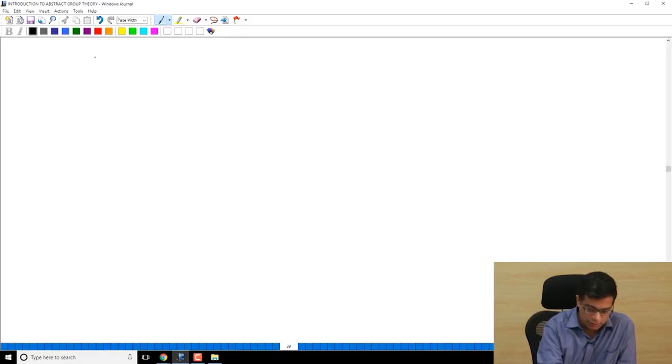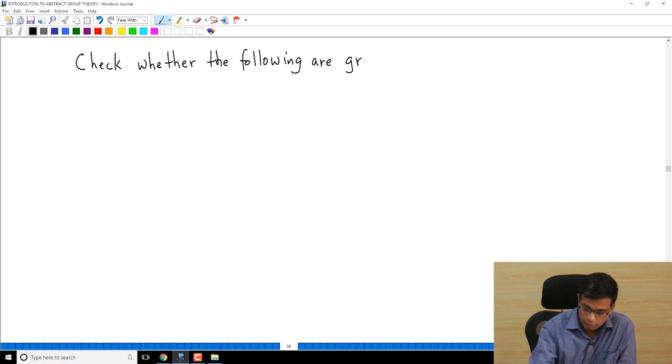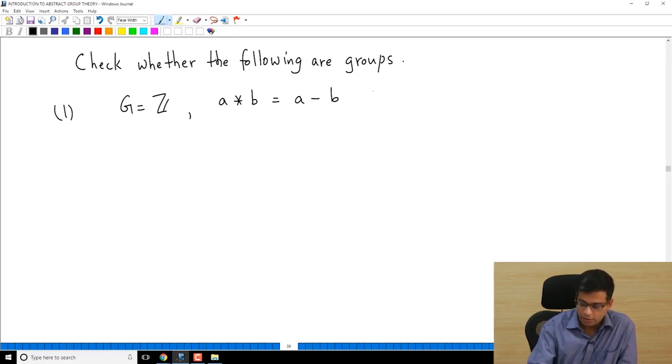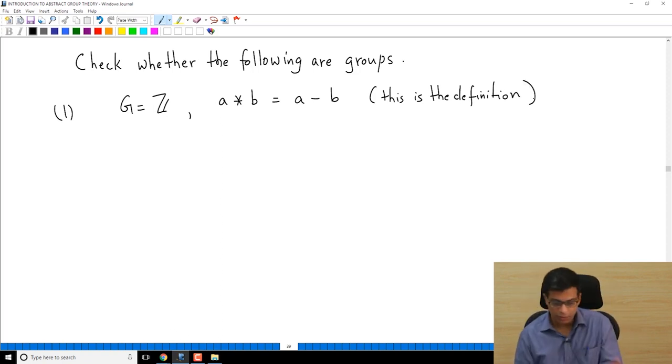So let's say I ask whether the following are groups. Okay, so first let's say the underlying set is Z. We have seen in the previous videos that Z is a group under addition, but here I am giving a different binary operation. Let's say I define, this is the definition, A star B to be A minus B.